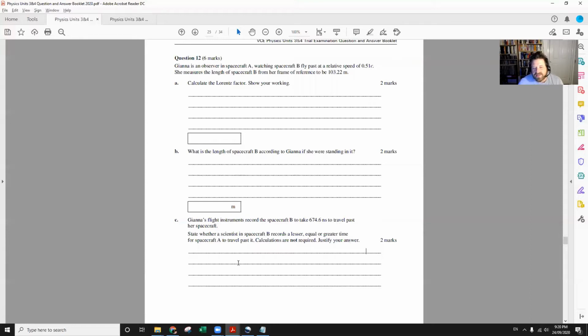But yeah, the answer they're looking for here is that it's equal time, but I wouldn't take it too seriously if you didn't get that. I didn't quite understand what they were getting at there. Okay.